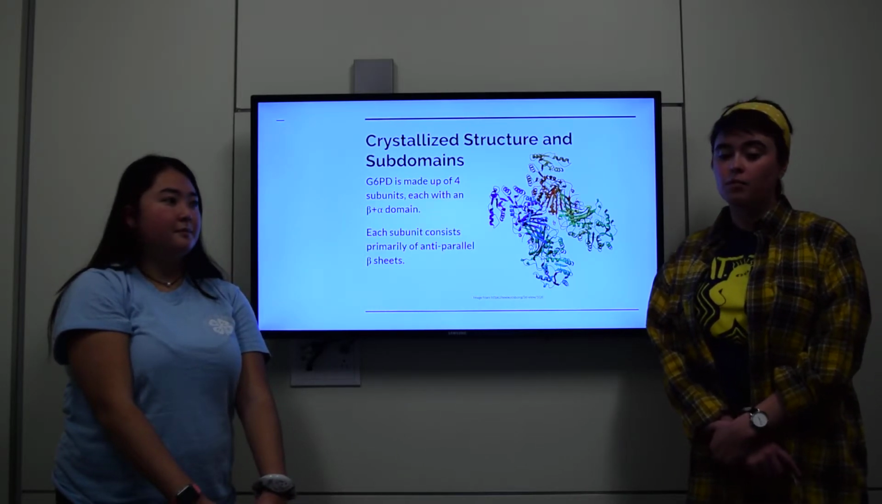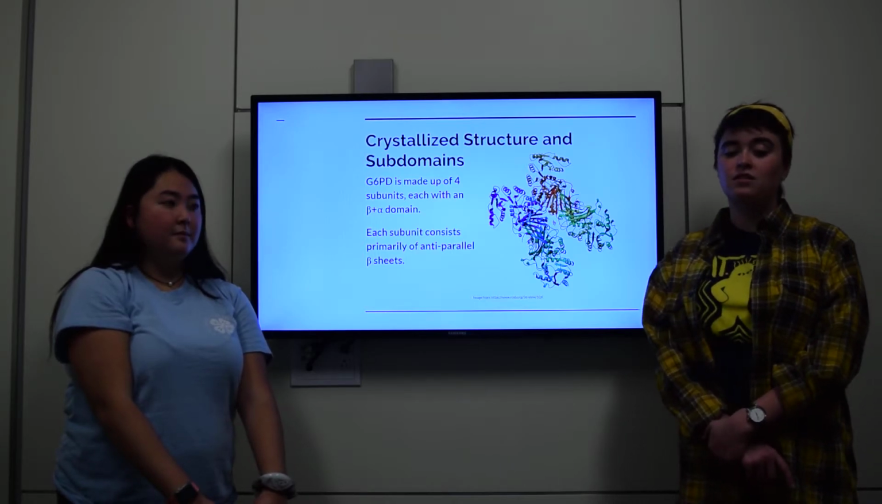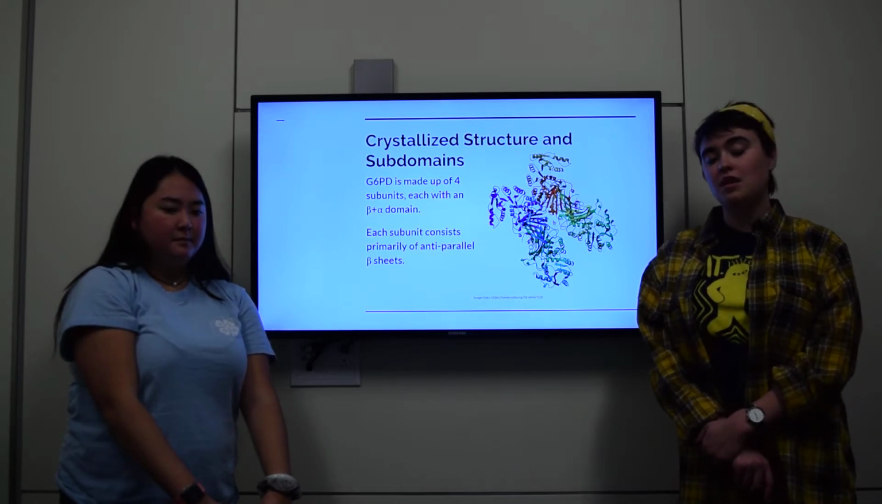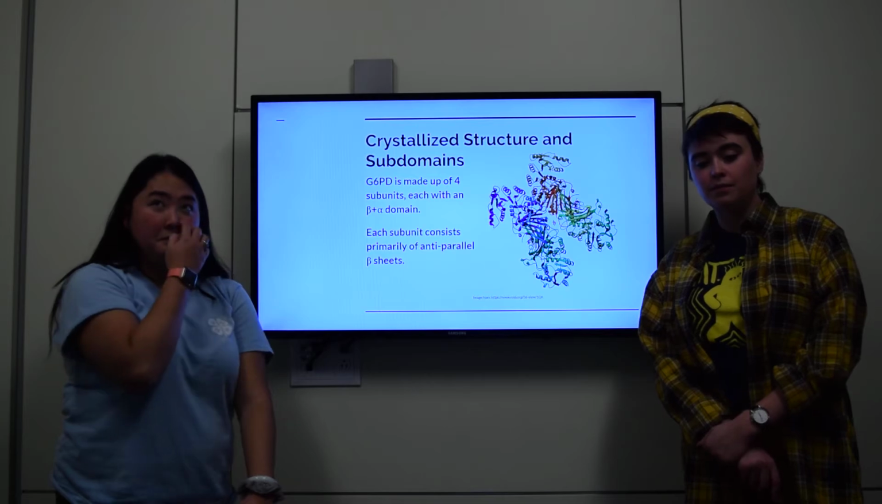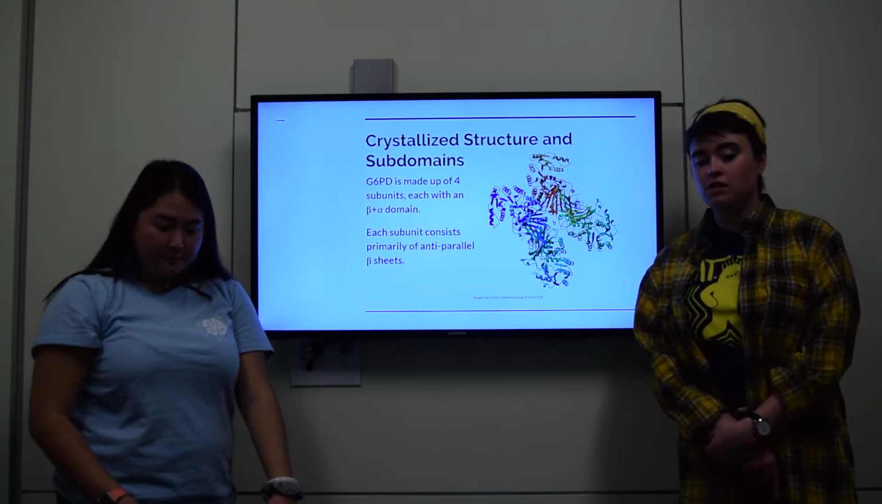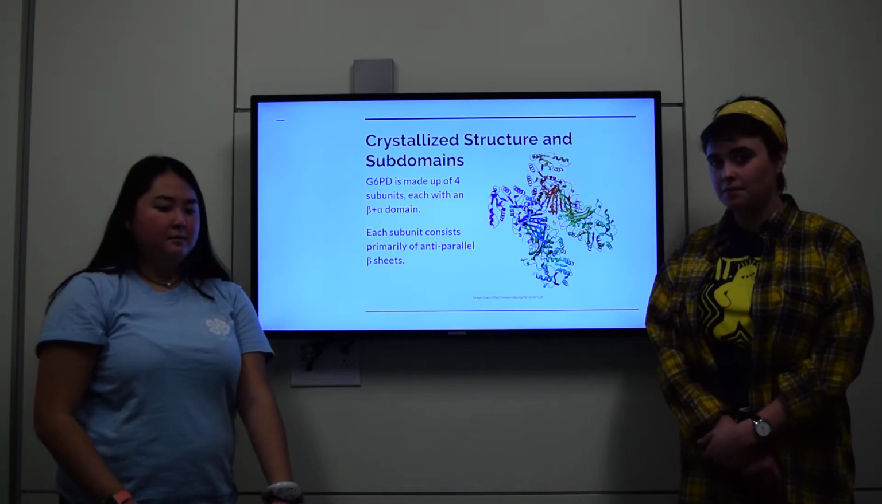There are 4 salt bridges between each of the dimer interfaces between subunits A and B's beta and alpha domains. These salt bridges contribute to the stability of the dimeric enzyme.